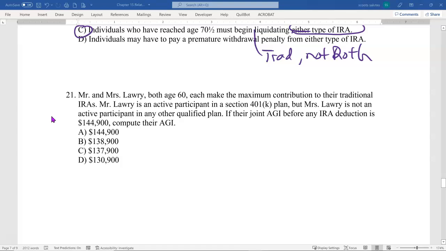Right, so Mr. and Mrs. Lowry, both age 60, each make the maximum contribution to their traditional IRAs. Mr. Lowry is an active participant in a Section 401k plan, but Mrs. Lowry is not an active participant in any other qualified plan. If their joint AGI before any IRA deduction is $144,900, compute their AGI.